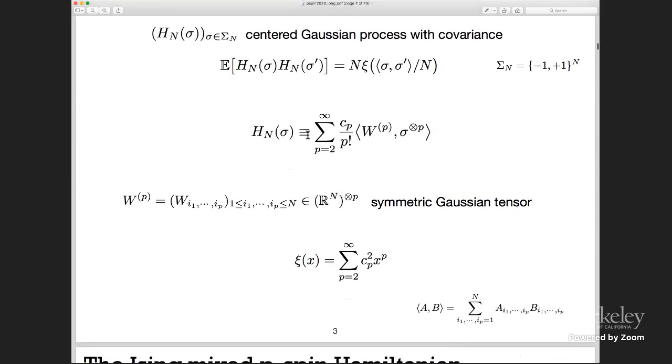We can write it explicitly. Either we define H as a centered Gaussian process with this covariance, or we can write it explicitly pointwise, and this is the expression for it. W_p is a symmetric Gaussian tensor of order p, and sigma^{⊗p} is just the rank one order-p tensor of sigma, and this is the inner product between tensors. The relationship between the function xi and the coefficients c_p is that xi is just the generating function of these coefficients.